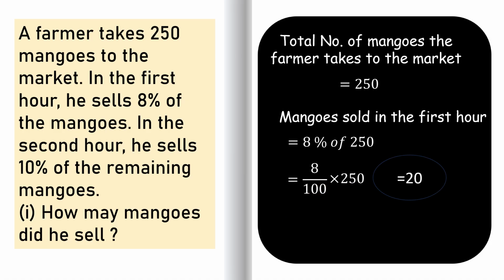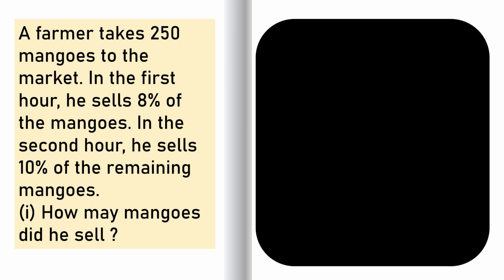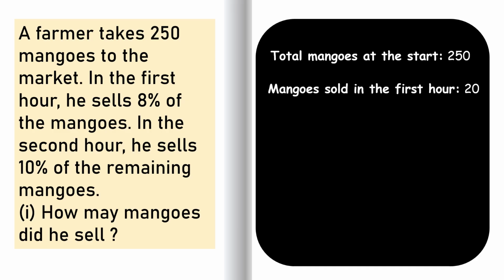So, out of his 250 mangoes, the farmer managed to sell only 20 in the first hour. But hold on. That's not our final answer yet because the question asks how many mangoes he sold in 2 hours. Now, in the second hour, he sells 10% of whatever is left. Let's first figure out how many mangoes he still has after the first hour. Total mangoes at the start, 250. Mangoes sold in the first hour, 20. Mangoes left after the first hour: 250 minus 20 equals 230.